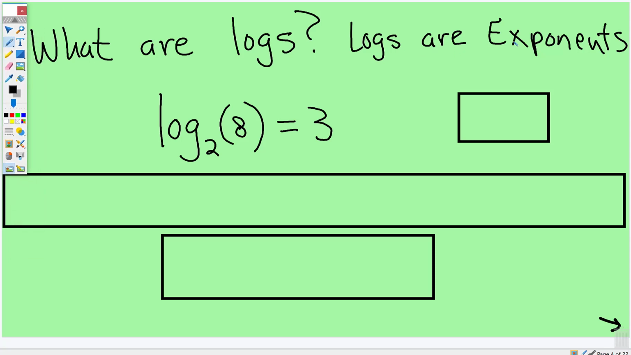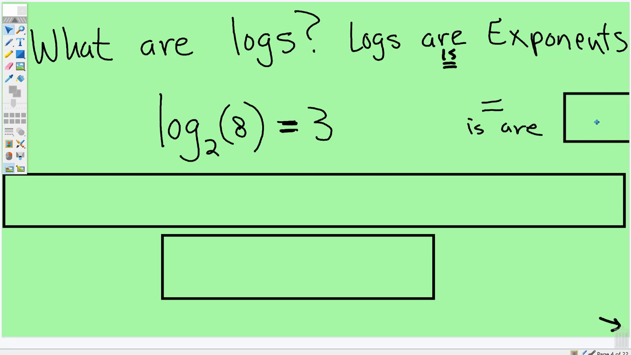Okay, first we're going to address what are logs? Logs are exponents. So if you were to read this in English, base 2 to the power of 3 is, remember, "is" always means the equal sign, 8. So 2 to the third power is equal to 8.